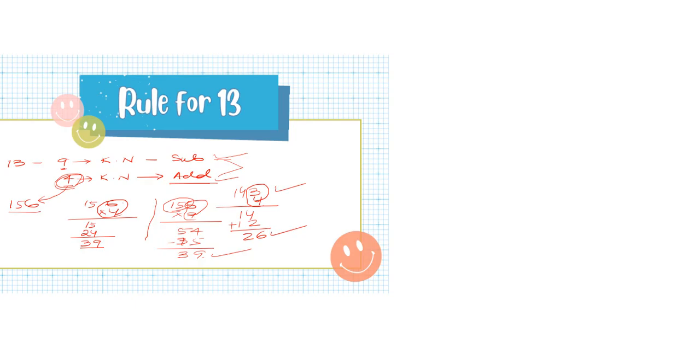So 143. Now let's check 143 with 9. Okay, now 9 is the key number. So 9 into 3, 9 3s are 27. Now 27 minus 14. 27 minus 14 is how much? 13. 13 is divisible by 13 itself. So that's why 143 is divisible by 13. Now understood where to subtract, where to add, both divisibility rules are there. Rule for 13 I told. Now let's go for the rule for 17.